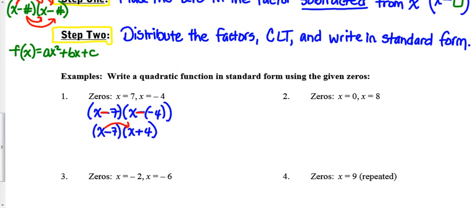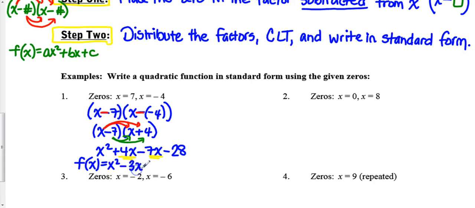So we're going to have x times x, which is x squared, x times a positive 4, plus 4x. Nowhere else to send the arrows from x in here, so now we'll distribute negative 7. Negative 7 times x is negative 7x. And negative 7 times a positive 4, negative 28. We're so close. What's the very last thing we can do to finish this? We can combine like terms. So my final answer will be f of x equals x squared. Positive 4 and a negative 7 is negative 3x when I combine like terms, minus 28.